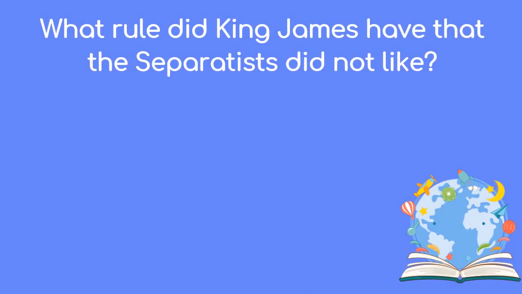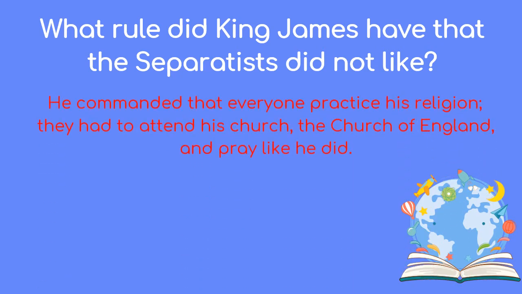What rule did King James have that the separatists did not like? He commanded that everyone practice his religion. They had to attend his church, the Church of England, and pray like he did.